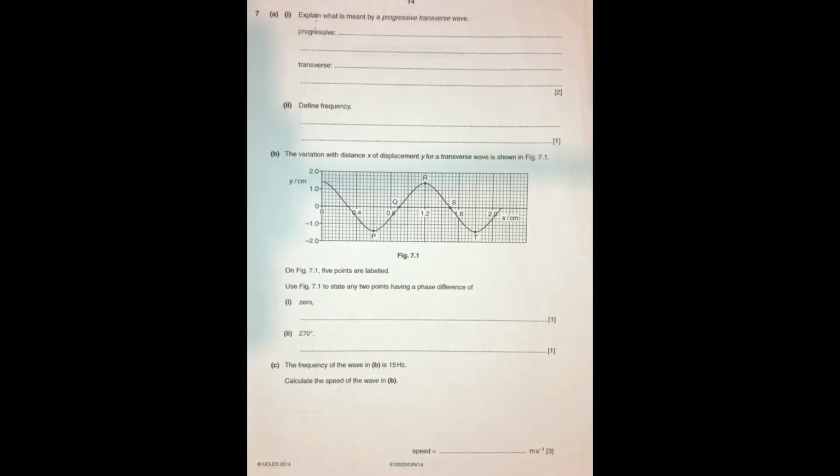Hello. In this video, I'm going to be going through paper 2 from ACE Physics Syllabus Code 9702. This is paper 23 from October-November 2014.